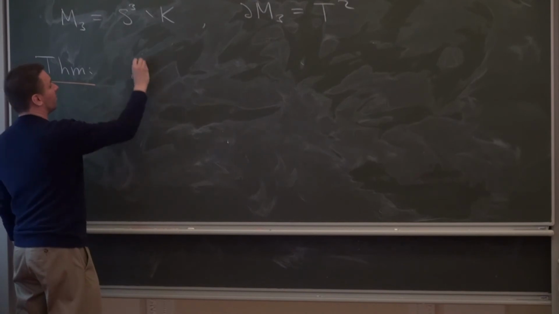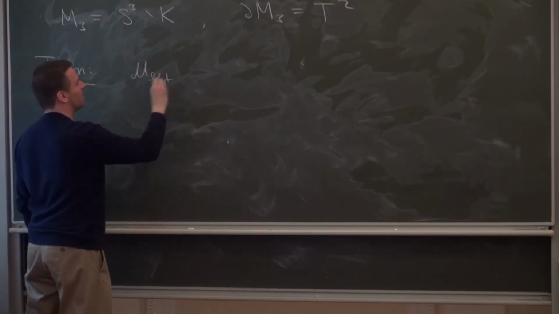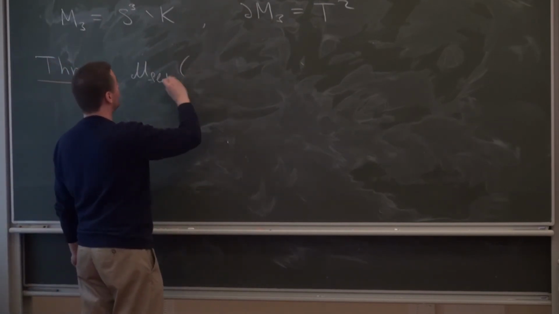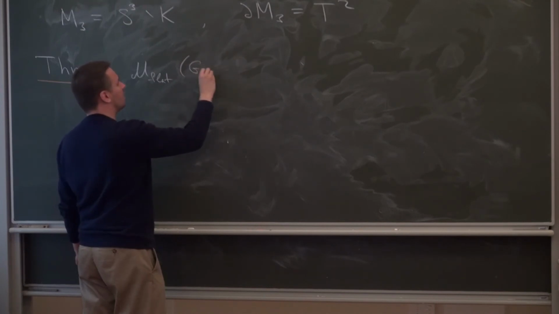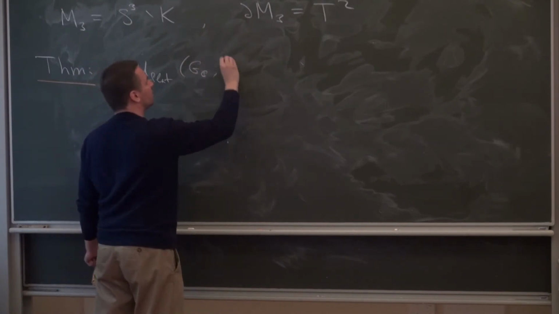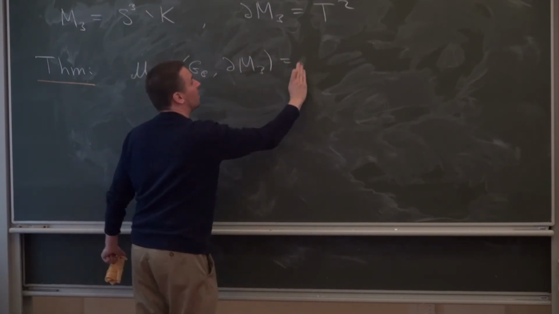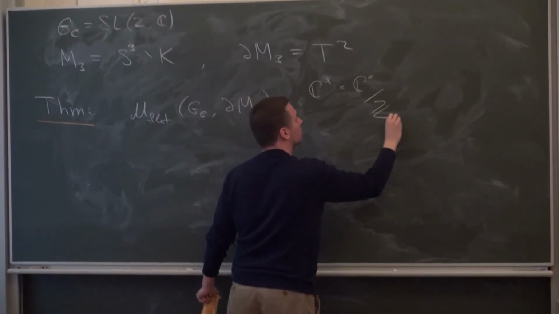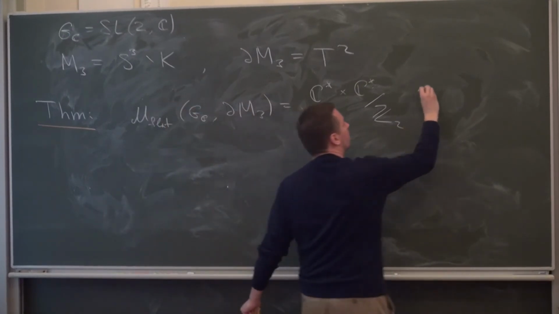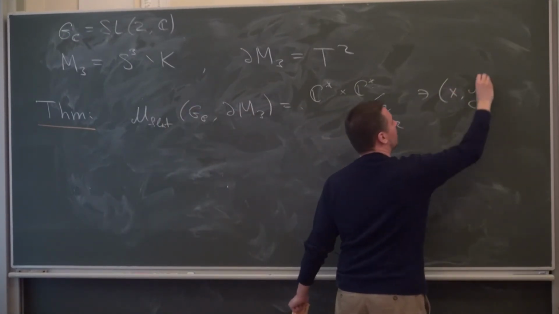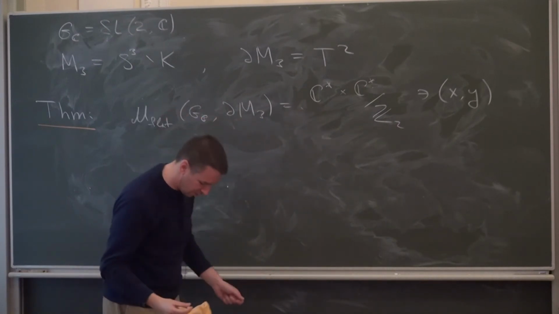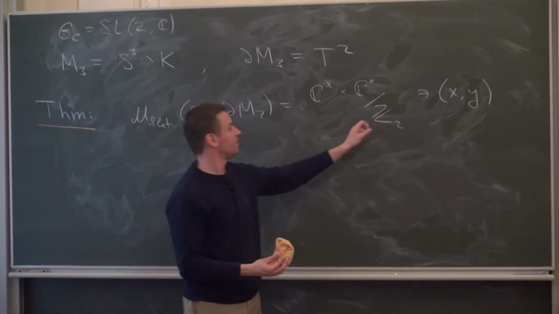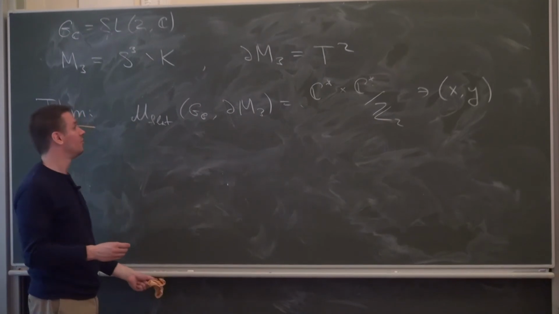So the first part of the theorem is very obvious, but I'll include it here, even though it's a trivial statement. In our notations, the moduli space of flat SL2C connections on the boundary of M3 is just C star cross C star mod Z2, parameterized by holonomy eigenvalues x and y. So x and y are the C star valued variables, modulo this minor detail that you have to remember about the Z2 involution.